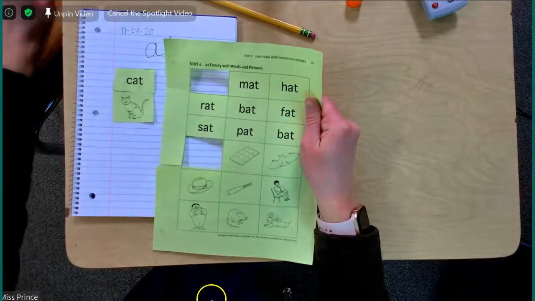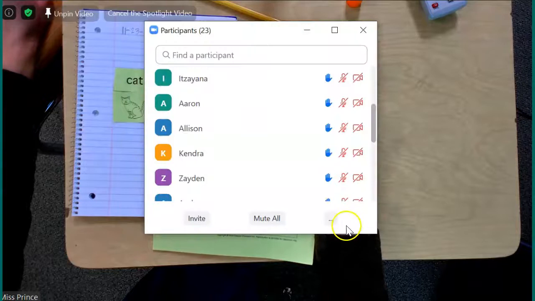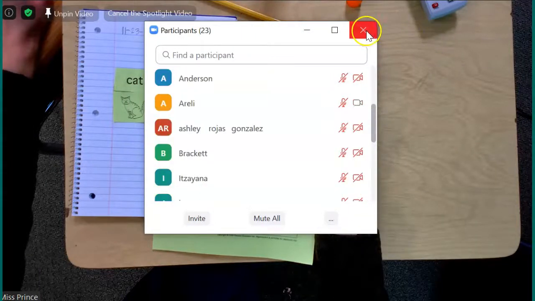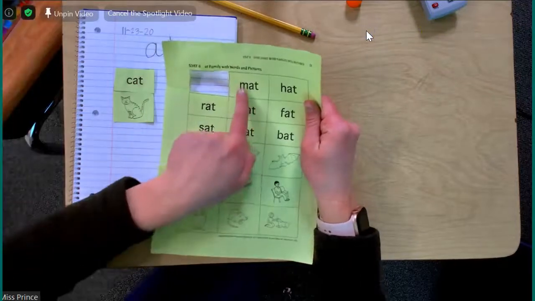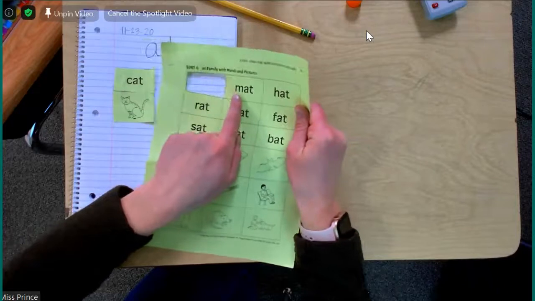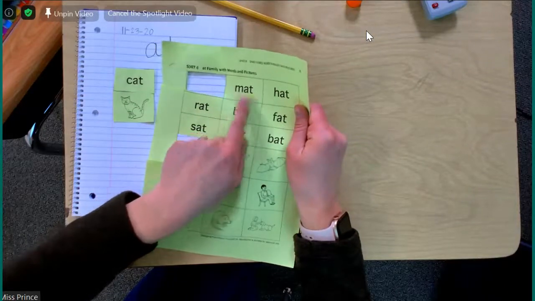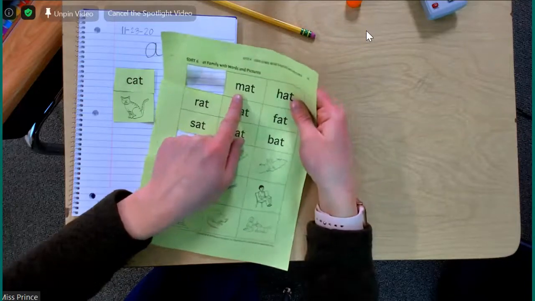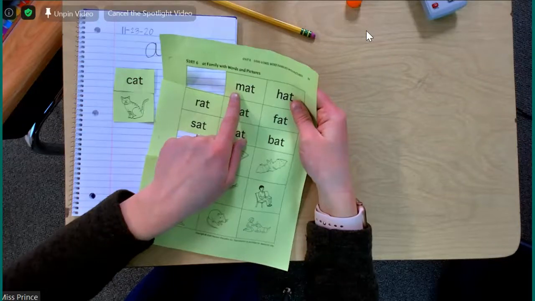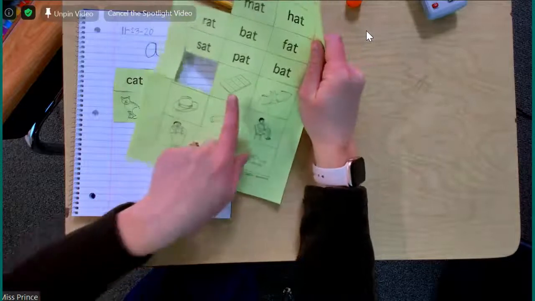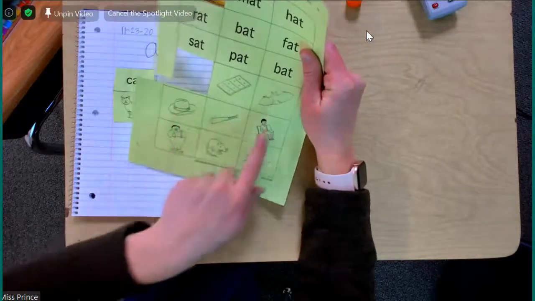Zayden, can you hear me? Can you hear me? Now I could. Okay, Zayden, I want you to read this word. We know it ends in at, so I want you to tell me that first sound and then put it all together. First sound? Mat.